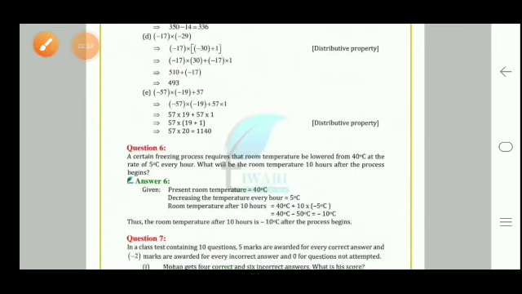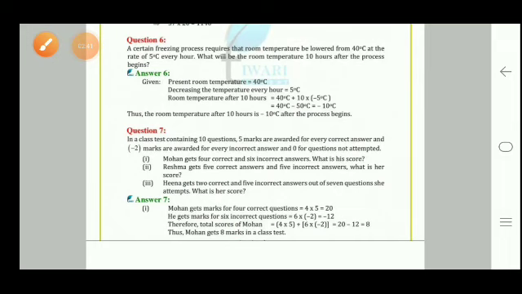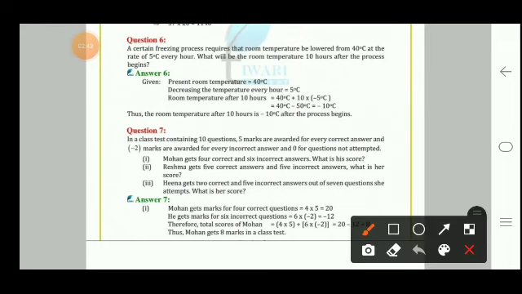Then moving towards question number 6. In question number 6 they are saying that a certain freezing process required that a room temperature be lowered from 40 degrees Celsius at a rate of 5 degrees Celsius every hour. What will be the room temperature 10 hours after the processing begins?